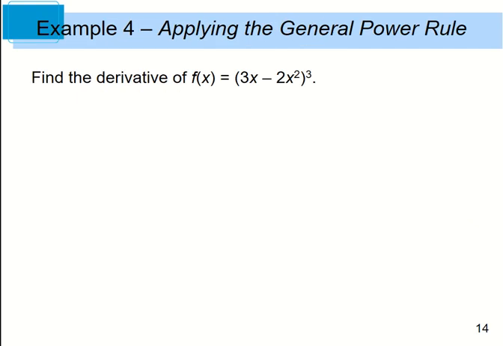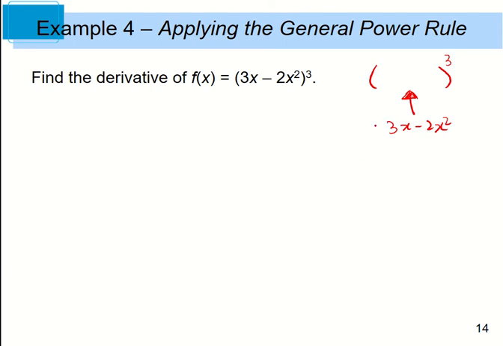Now let's see an example. We have a function here: 3x minus 2x squared, to the power of 3. We can see here we have two layers. First we have a function, a bracket to the power of 3. And after that we have another function inside, which is 3x minus 2x squared. This is the layer outside and this is the layer inside.